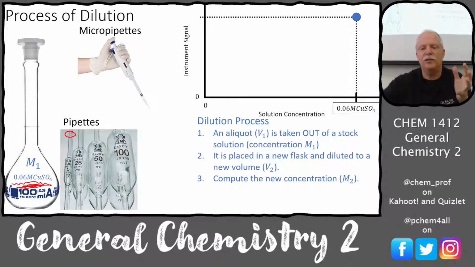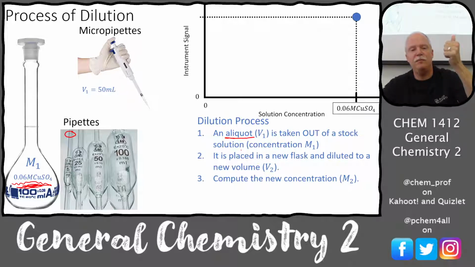And so here's the dilution process. The amount you take out is called an aliquot. So that's a new word for you, perhaps. That's the amount that's taken out of a stock solution. It's a small sample. So you take an aliquot out of a stock solution that has a concentration M1, and it's placed in a new flask.